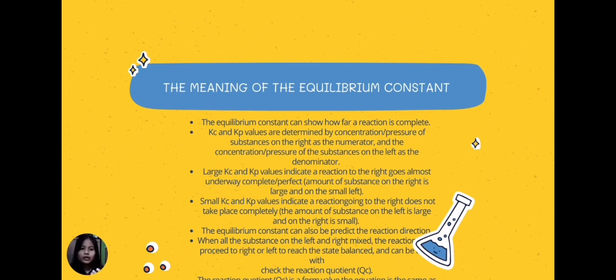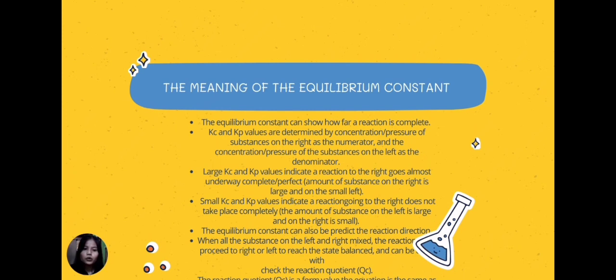A larger K value indicates a reaction going to the right, almost complete or perfect, or the amount of substance on the right is larger and on the left smaller. Next, a small K value indicates a reaction going to the right does not take place completely, or the amount of substance on the left is large and on the right small.